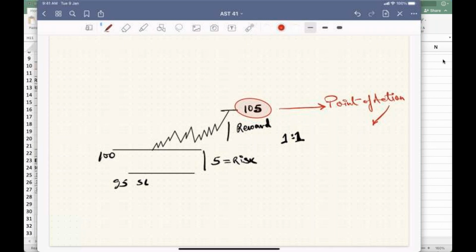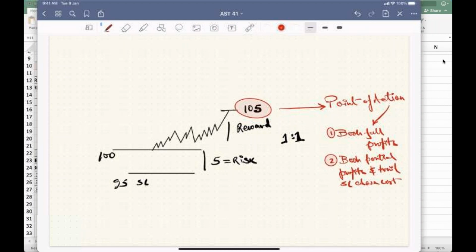What can these actions be? The first action you can take is to book full profits. If you're fine with the profits, you book full profits. So be it. Number 2, book partial profits. Book, let's say, 50% of profits and trail your stop loss above cost. Number 3, trail stop loss above cost. Whatever it is, you have to take some action.